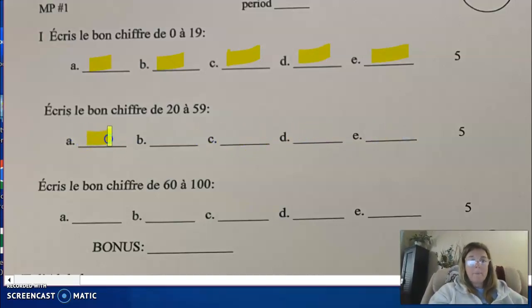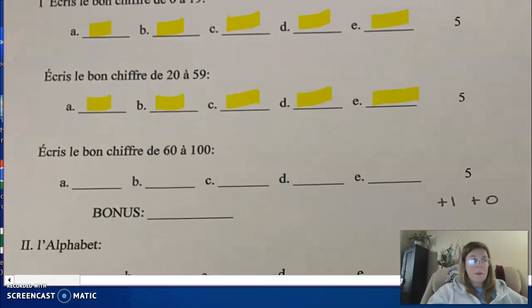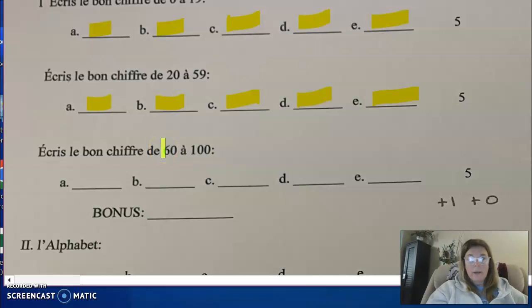Repeating. 46, 23, 31, 58, 42. Last group of numbers are between 60 and 100. Remember that 100 could be an option here.